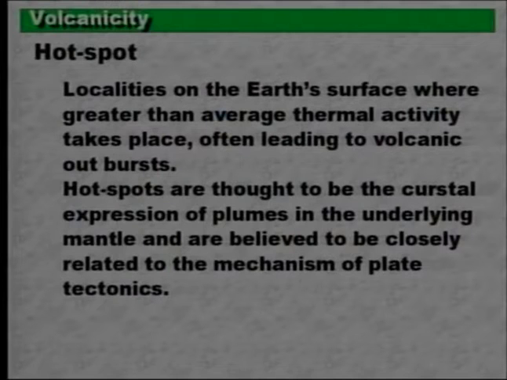Hotspots are localities on the Earth's surface where greater than average thermal activity takes place, often leading to volcanic outbursts. Hotspots are thought to be the crustal expression of plumes in the underlying mantle and are believed to be closely related to the mechanism of plate tectonics. So here we have a definition of what hotspots are: localities on the Earth's surface where greater than average thermal activity takes place, often leading to a volcanic outburst.